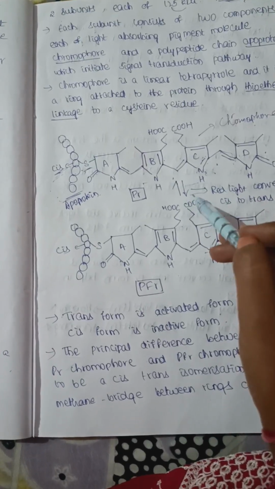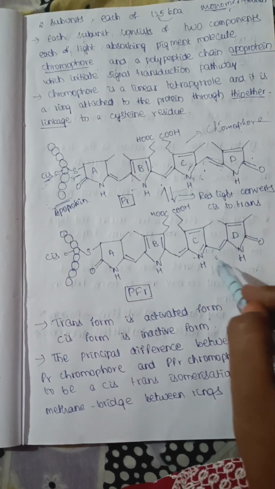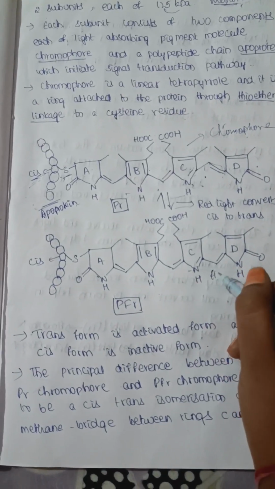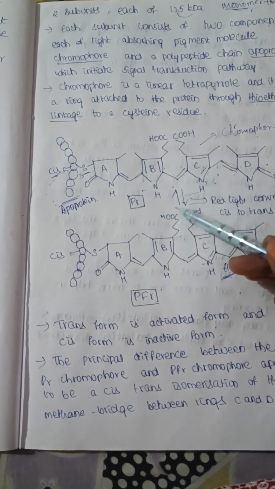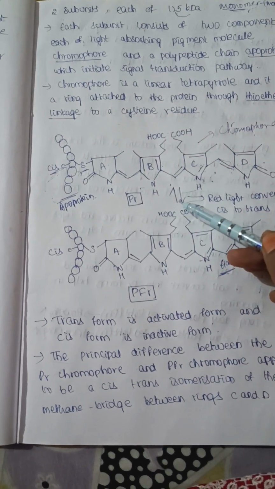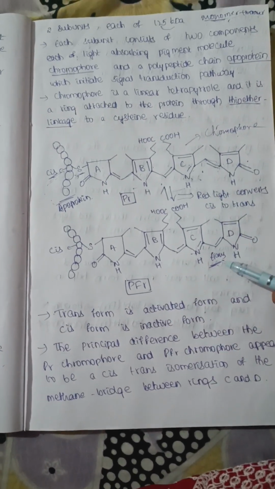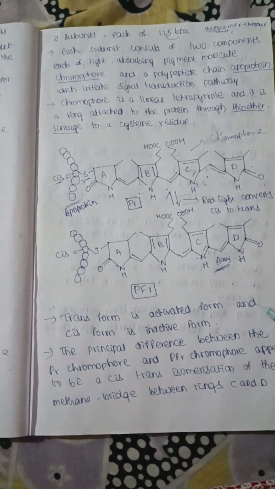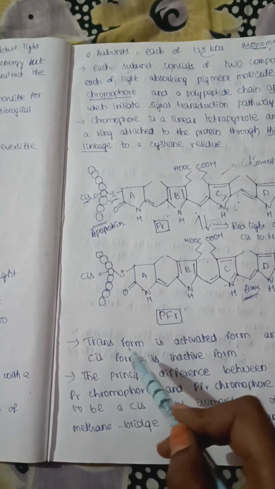And when it receives red light of 630 nanometers, it will convert into trans form. This is trans form and this is cis form. So when it absorbs red light of 630 nanometers, this cis form will isomerize to trans form. So we can say trans form is the activated form, and cis form is the inactivated form.